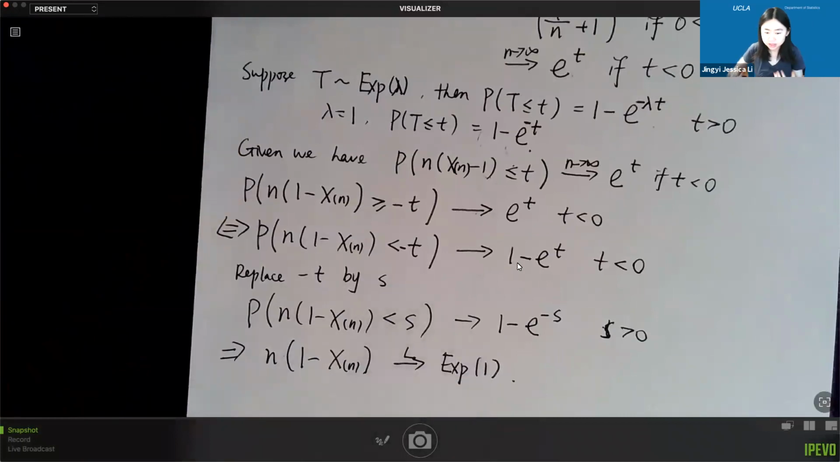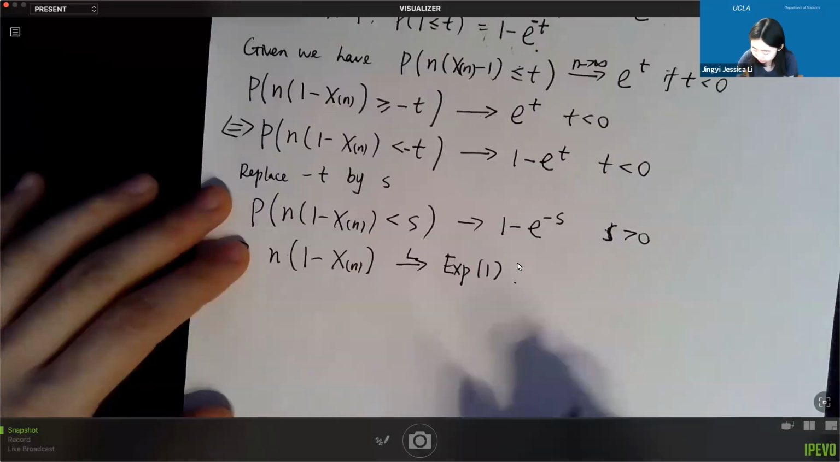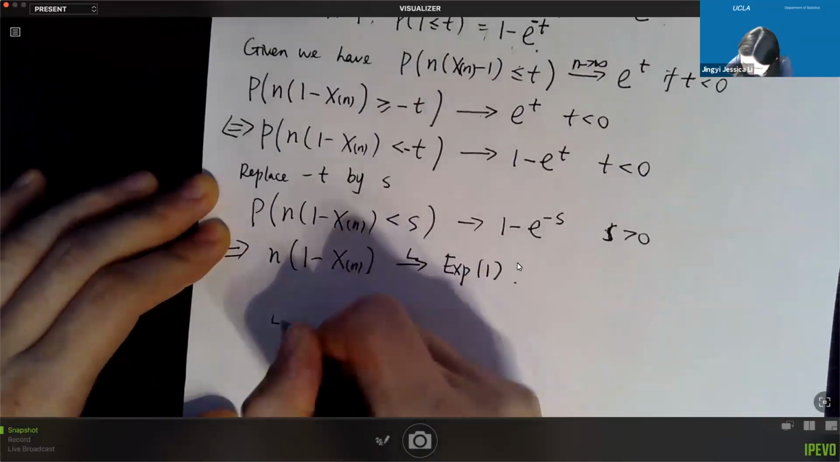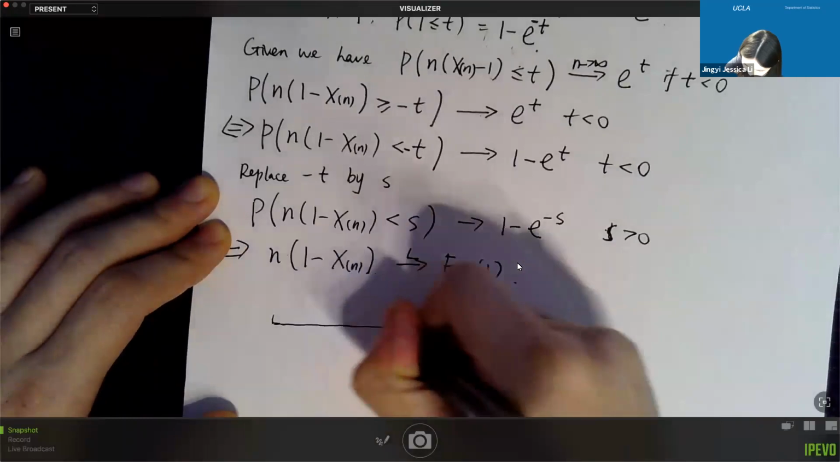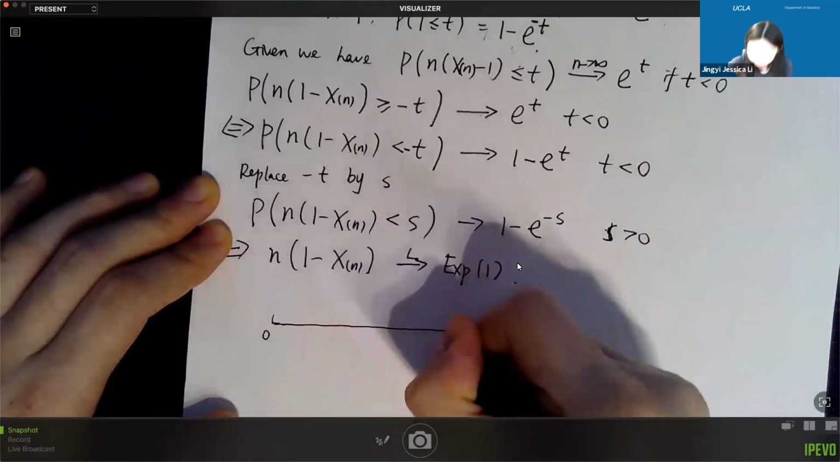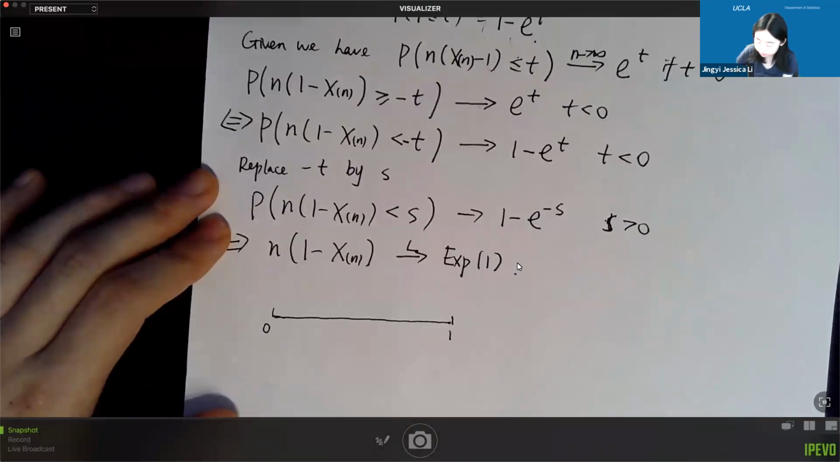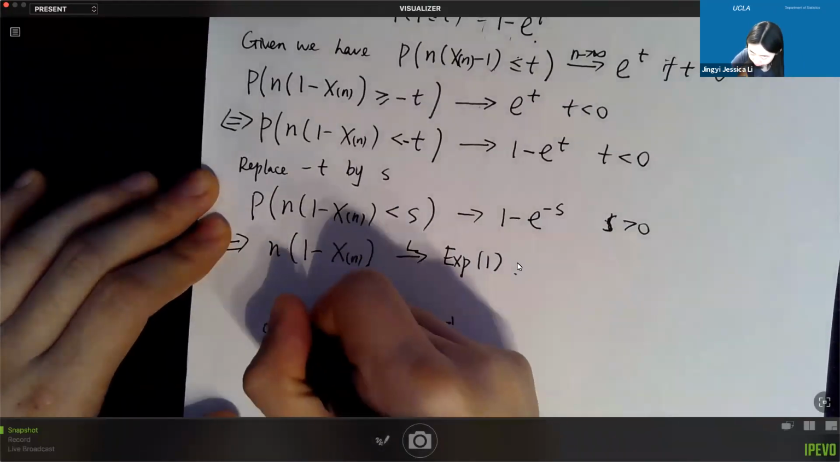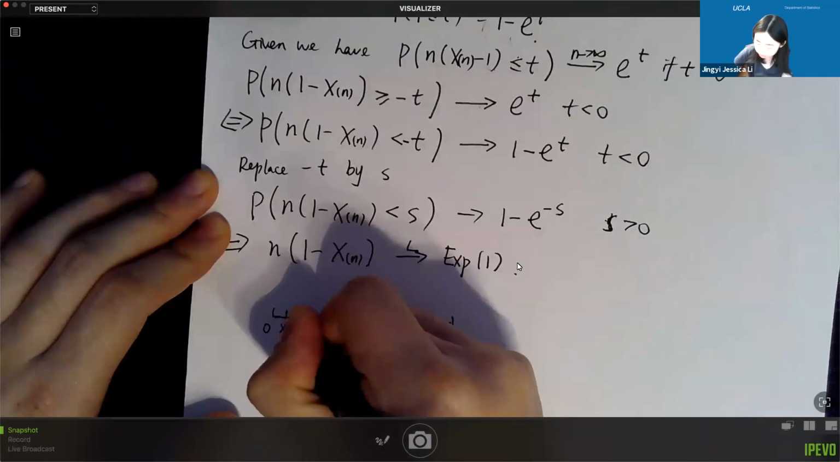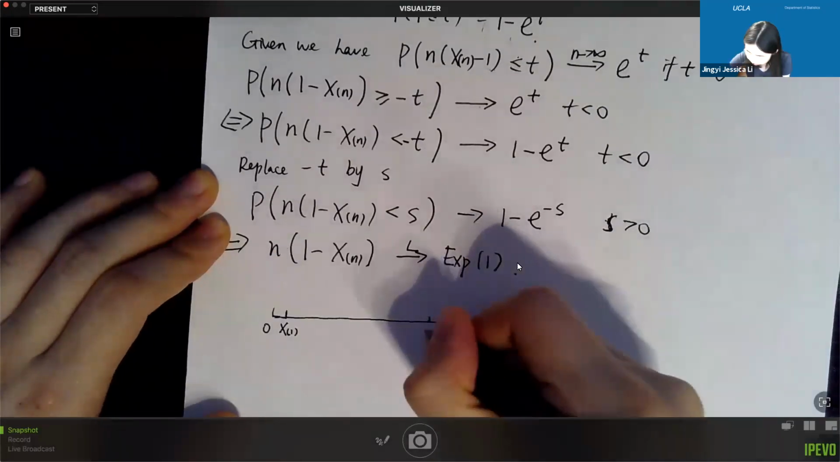So what does this mean intuitively? It's saying that given you have n random variables, i.i.d., drawn from the interval from 0 to 1. So let me just draw the understanding here. Suppose that this is 0 to 1. And you randomly draw n random variables from it, right? So then after you do the sorting, this will be x1, this will be xn.